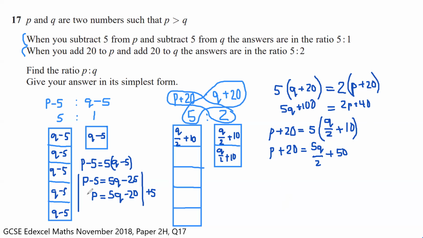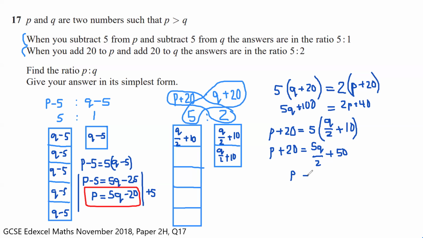Okay, we've got this equation over here now. So we've got 2 different equations. We've got this equation here, and we've got this equation here. Now I'm going to just alter this equation slightly so that both of them are in the form P equals something, because that's going to help me.